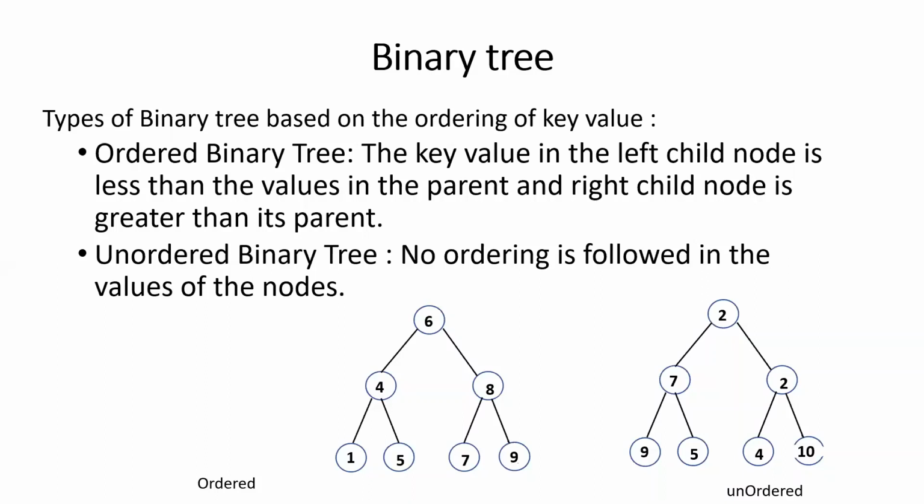So based on the value stored in the nodes, we can have two more categories. One is known as an ordered binary tree, which is nothing but our binary search tree. The second one is our unordered binary tree, in which no ordering is followed. So the simple binary tree can be considered as an unordered binary tree, while a binary search tree is an example of an ordered binary tree.